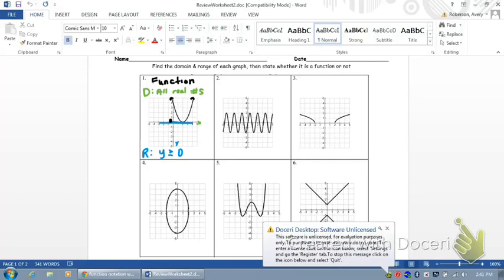Now let's go to number 2. Still the same thing applies. Don't go crazy because the line looks like a wave. It's still the same thing, guys. We want to first figure out if it's a function or not.